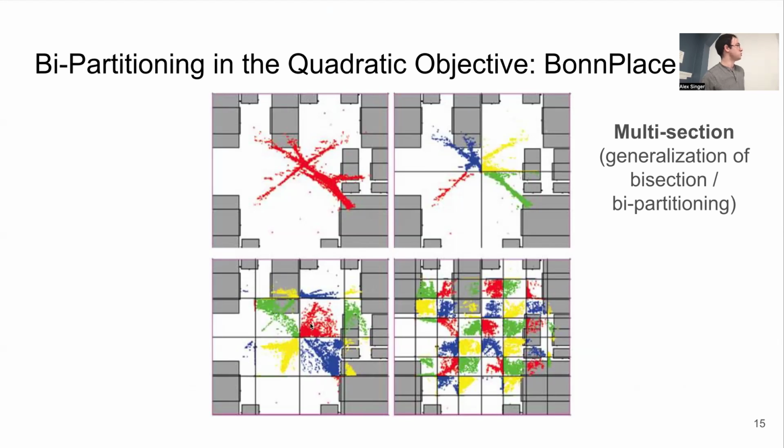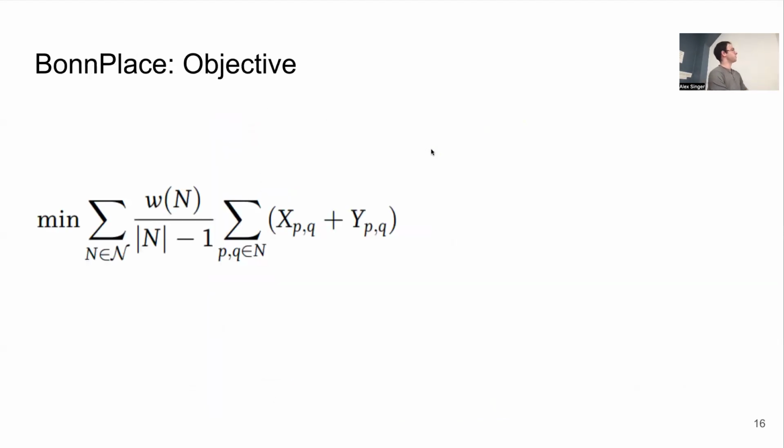And then for each of those, you multisect it into 2x2. And then for each of those, you multisect it by 2x2. And you keep going until it's small enough. And the benefit of this approach is, and I'll talk about the benefit in a second, this is just an overview. Let's look at their objective.